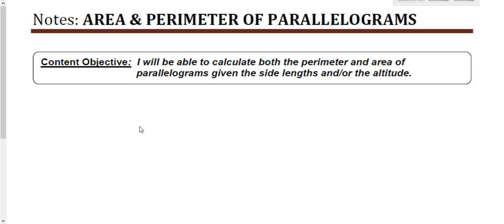Today you'll be looking at area and perimeter of a parallelogram. The content and objective: you will be able to calculate both the perimeter and area of a parallelogram given the side lengths and/or the altitude.